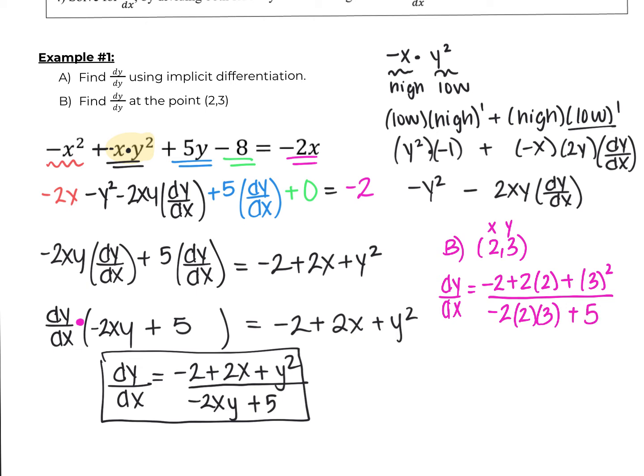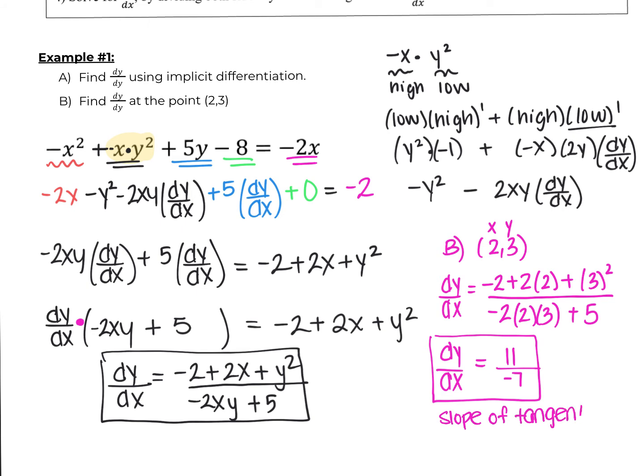So take a minute and pause the video, simplify this, and hit resume when you're ready for the answer. All right, this is what I got. So my slope of my tangent line at x equals 2, this is my x value, right? The slope at x equals 2 is negative 11 over 7.